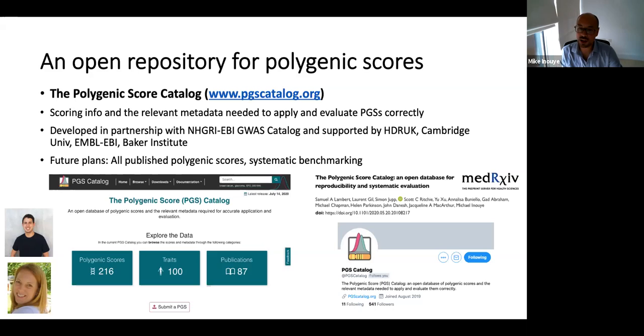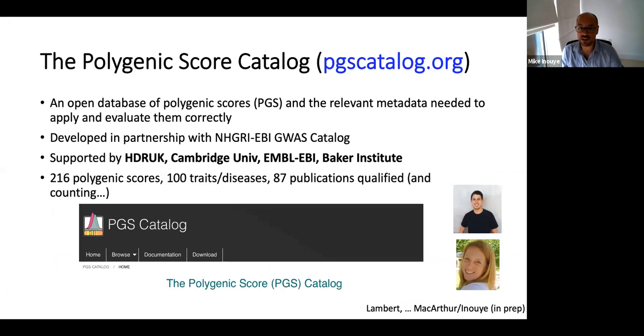So at the moment, we've got about 216 polygenic scores in the PGS catalog for about 100 traits and diseases. And that's based on 87 publications. So over 200 have been curated and considered, but 87 have really met those basic criteria of external validation, polygenic score available, and appropriate reporting and performance metrics, that sort of thing. So you can read our preprint, you can follow us on Twitter. There's a lot going on in that space.